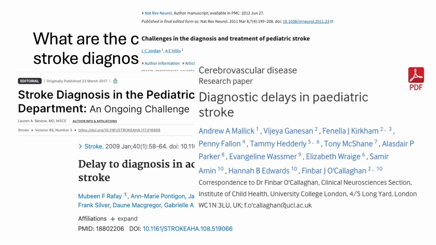What do we learn from these studies? That the diagnosis of acute ischemic stroke in children is delayed at every stage, from lack of recognition by the caregiver and initial ED doctors to the point of their first neuroimaging.